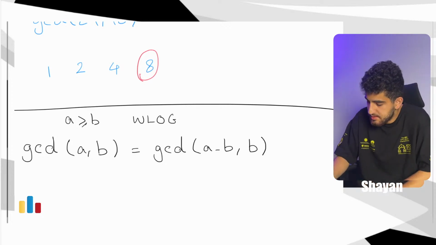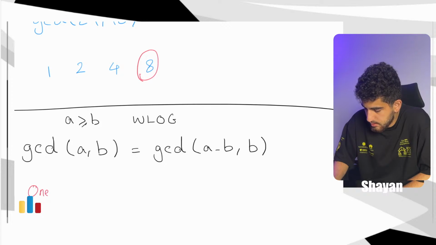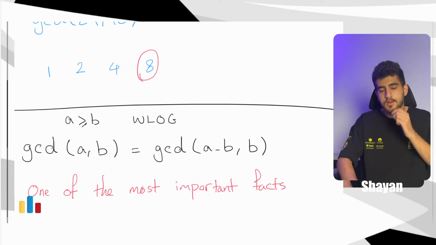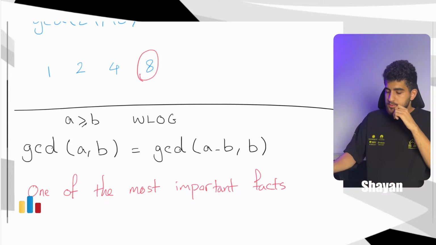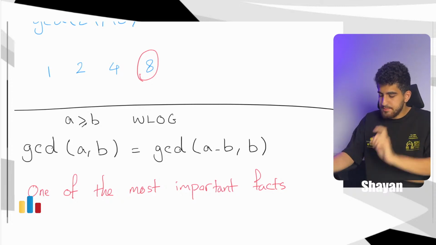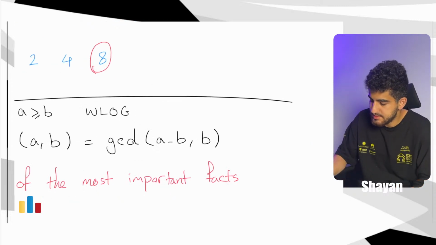This is one of the most important facts about GCD. So we want to prove that GCD of A and B is equal to GCD of A minus B and B. And first, let me tell you something.